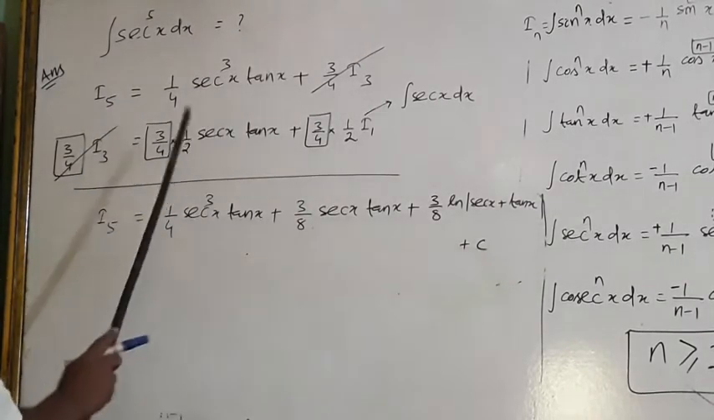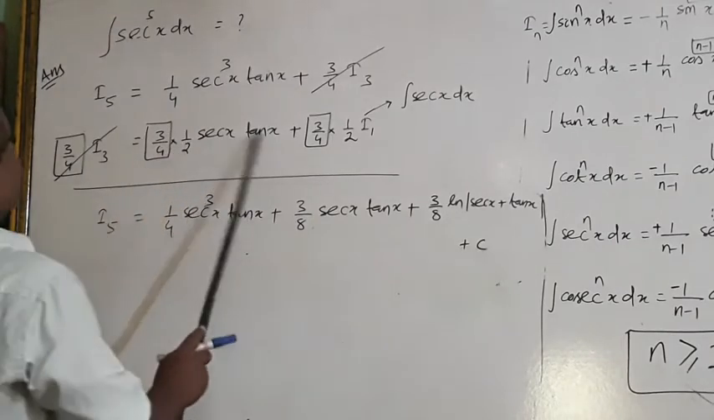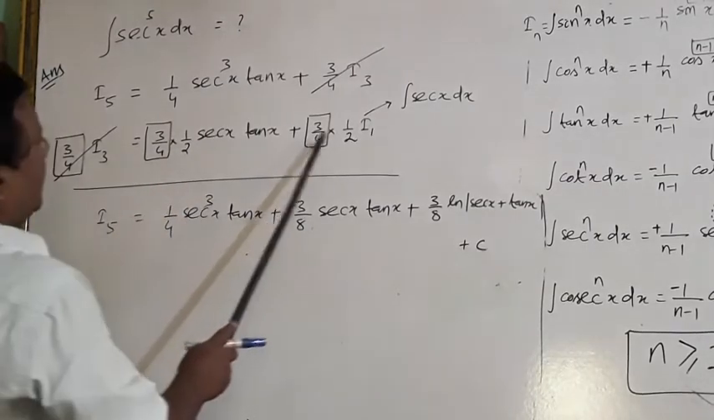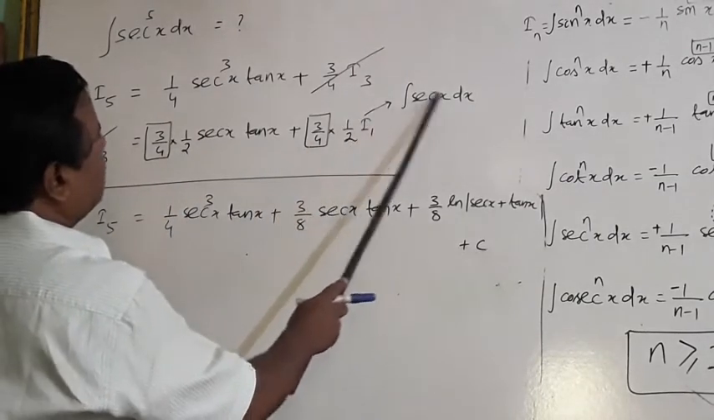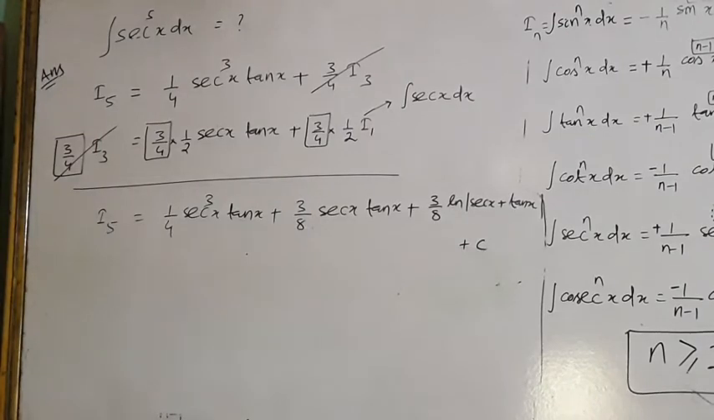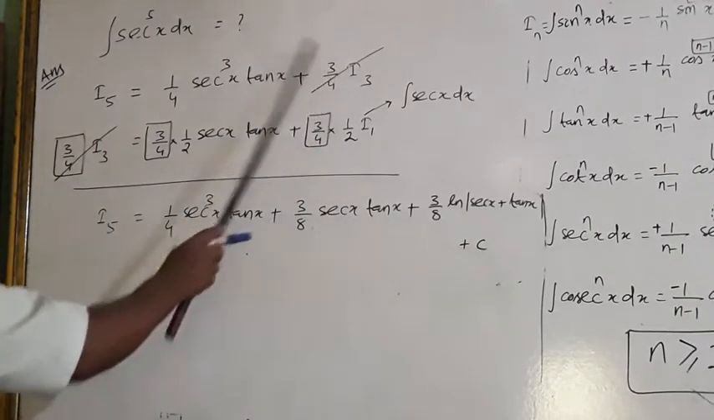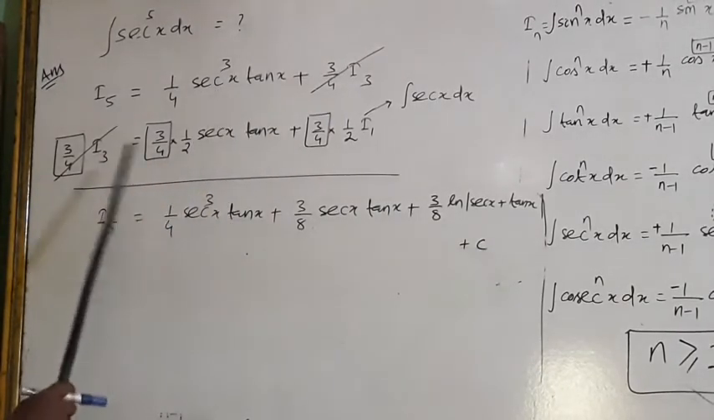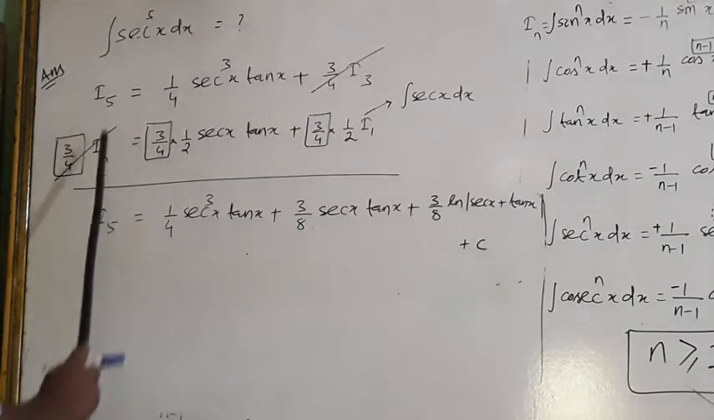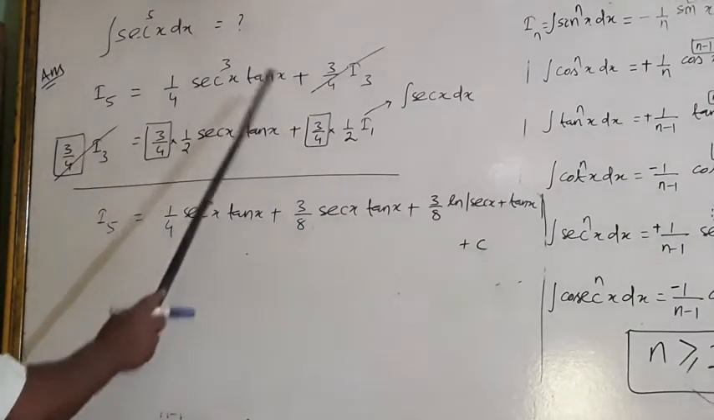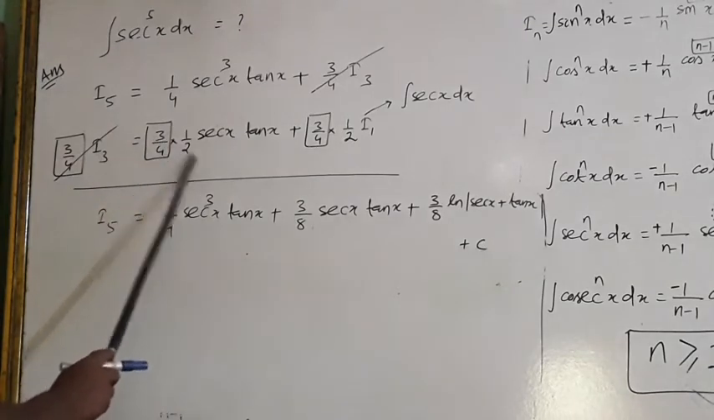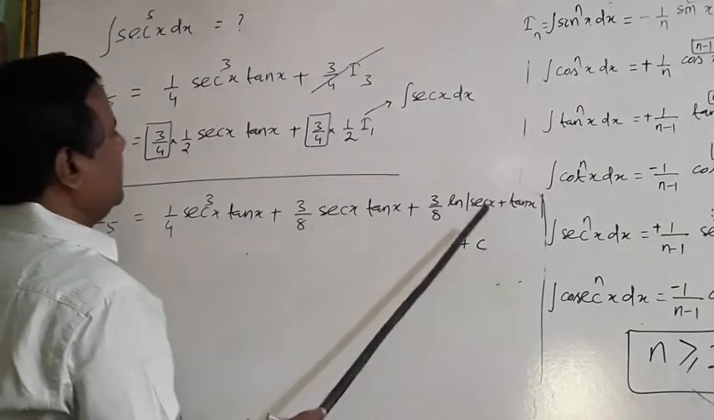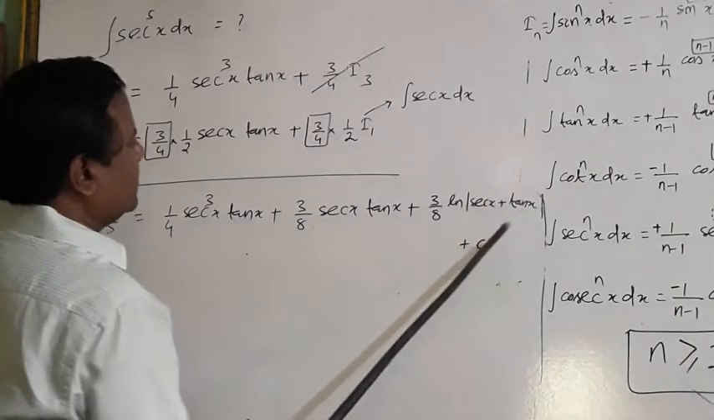Putting n is equal to 3, it is 1 by 2 sec x tan x, sec power 1. So the result is 1 by 2 here, 1 by 2 I1, and I1 means integration of sec x. Now here, multiplying 3 by 4 with I3, 3 by 4 multiplied here, here, there. Then they will cancel. It becomes I5 is equal to 1 by 4 sec cube x tan x plus 3 by 8 sec x tan x plus 3 by 8 I1. I1 means ln of sec x plus tan x plus c.